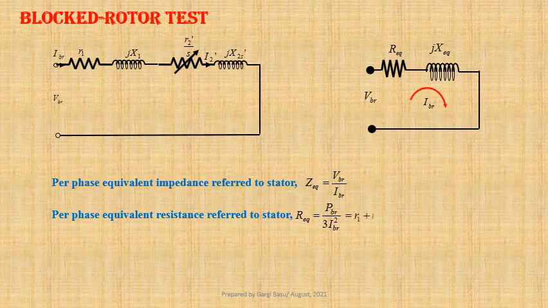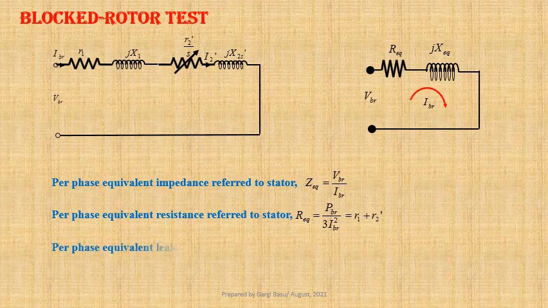Per phase equivalent resistance referred to stator Req equals PBR divided by 3 times IBR square, that is equal to R1 plus R2 dash, where R1 is the stator resistance per phase and R2 dash is the rotor resistance per phase referred to stator side. Stator DC resistance per phase may be measured using a multimeter. The measured value should be multiplied by a factor of 1.2 to get AC value of stator resistance per phase, that is R1. By subtracting R1 from Req, we get R2 dash.